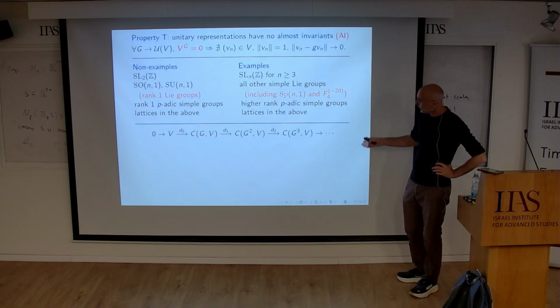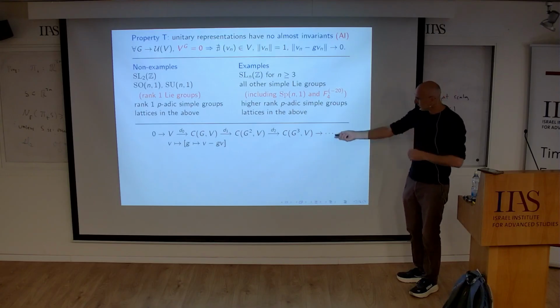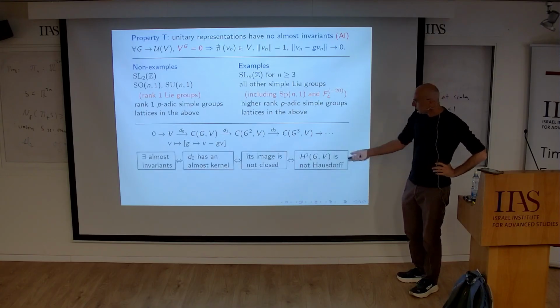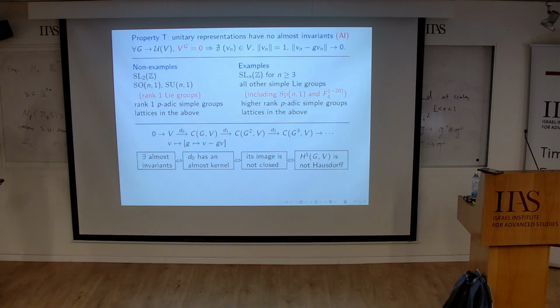And now I want to redefine property T using cohomological language. So I'm looking at the chain complex that computes the continuous cohomology of G, and this is it. This is the bar resolution. And I'm making this series of equivalences, which are kind of elementary. This thing over here is exactly saying that D0, given by this boundary map, no almost invariant says that this doesn't have an almost kernel: a sequence of bounded elements whose images go to 0.